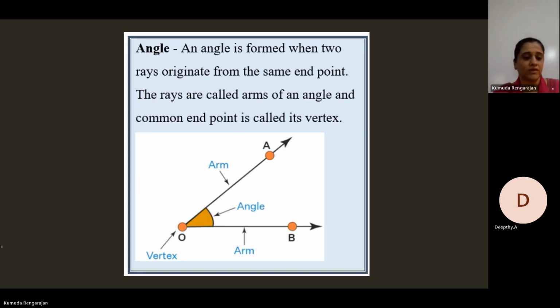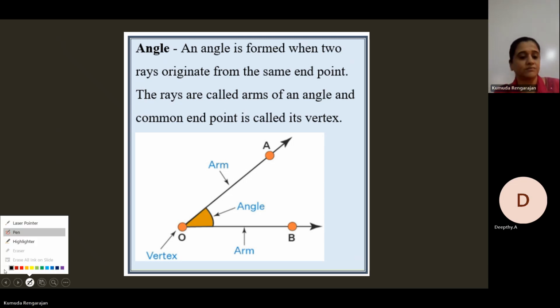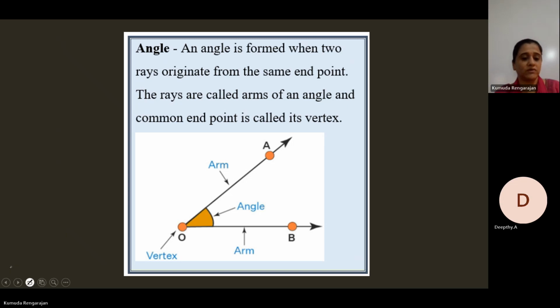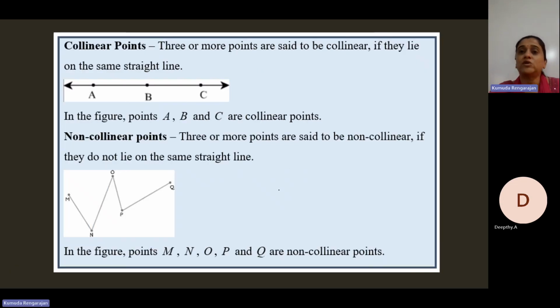Angle. So how is an angle formed? When two rays meet, an angle is formed. Supposing you have a ray like this, another ray like this. These two rays have the same initial point. The two rays meet. An angle is formed when two rays have the same initial point.